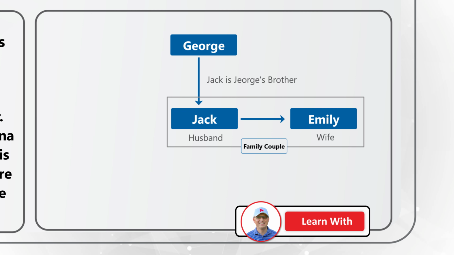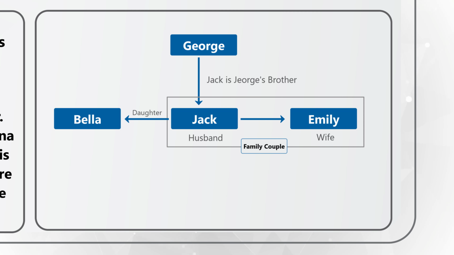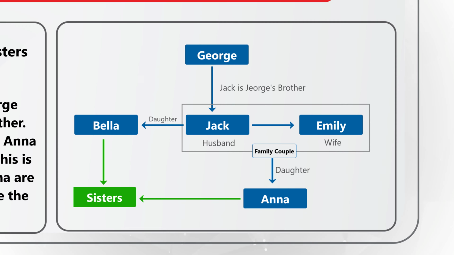We also know that Bella is the daughter of George's brother, which means Bella is the daughter of Jack and Emily. We also learned that Anna is the daughter of Emily, which means Anna is the daughter of Jack and Emily, which means that Bella and Anna are sisters.